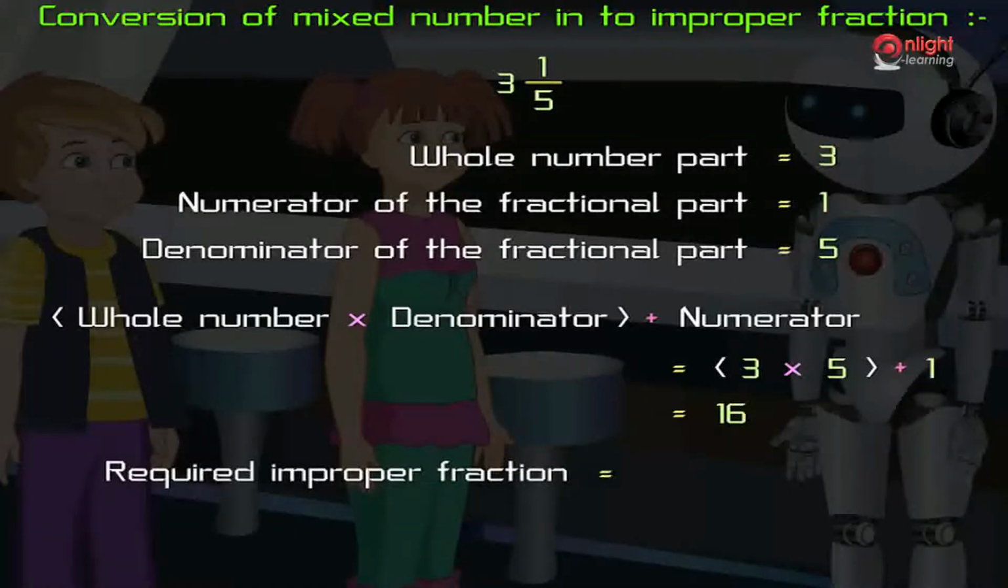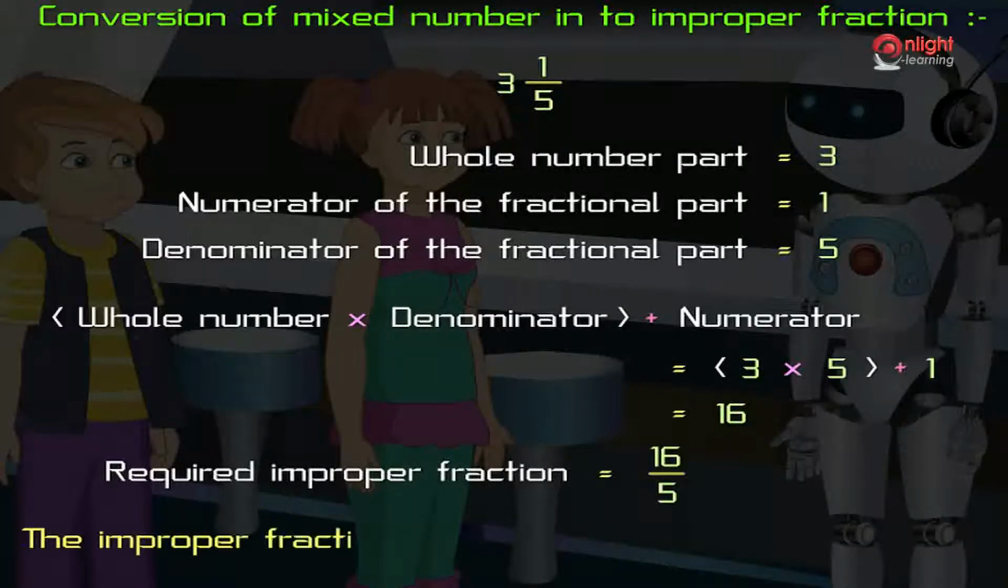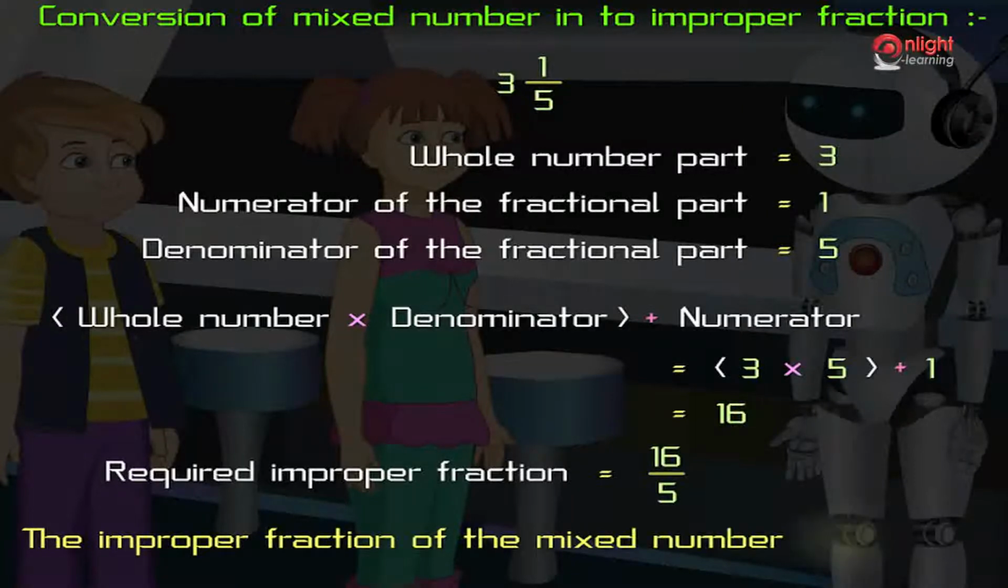This number will be the numerator for the resultant improper fraction. And the denominator for the improper fraction is the denominator of the fractional part given in whole number, that is, 5 is the denominator for the resultant improper fraction. So, the improper fraction of the mixed number 3 by 5 is 16 by 5.